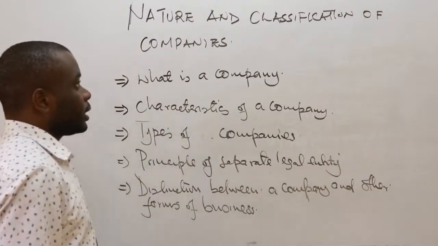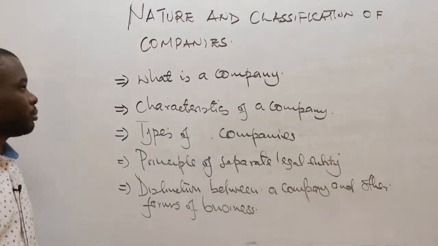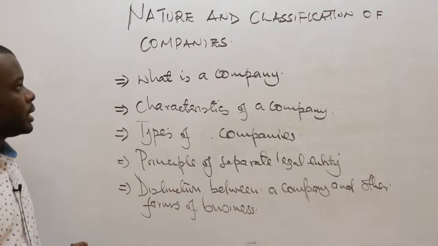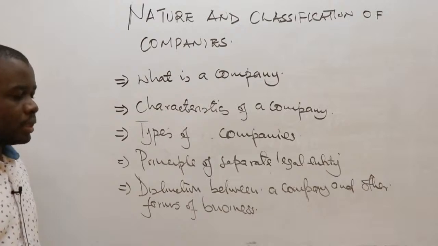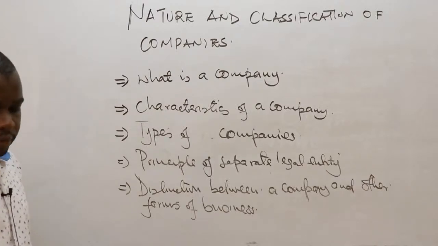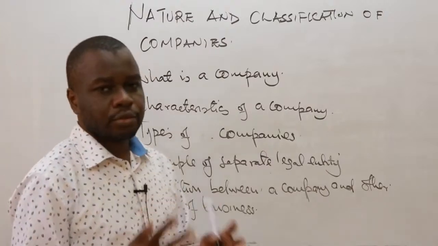So these are the key areas under the first topic of company law. You're supposed to know what a company is, what exactly we mean by a company. Then the characteristics of a company, the types of companies, the principle of separate legal entity, and the distinction between a company and other forms of business. This is the first topic under company law.